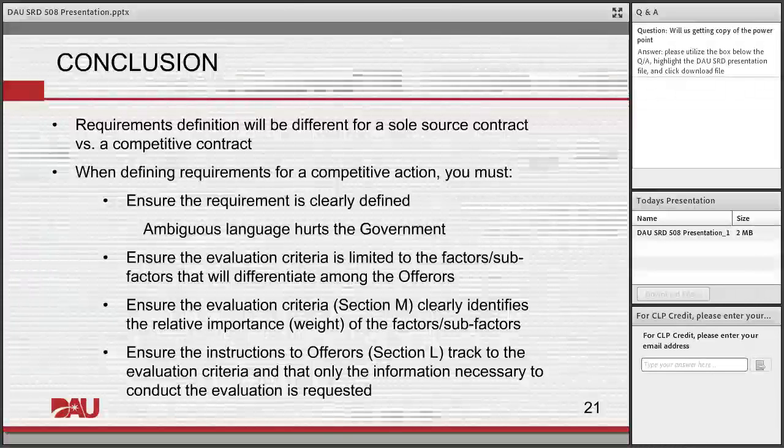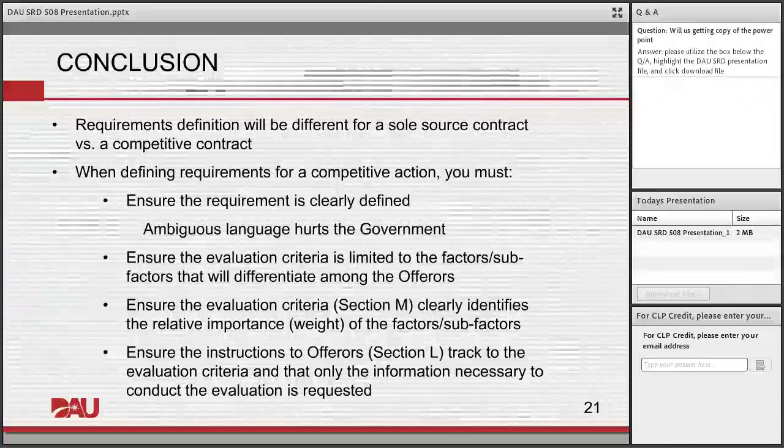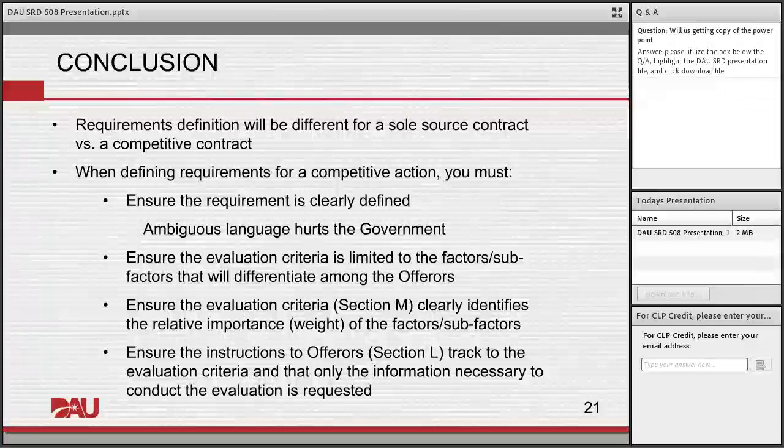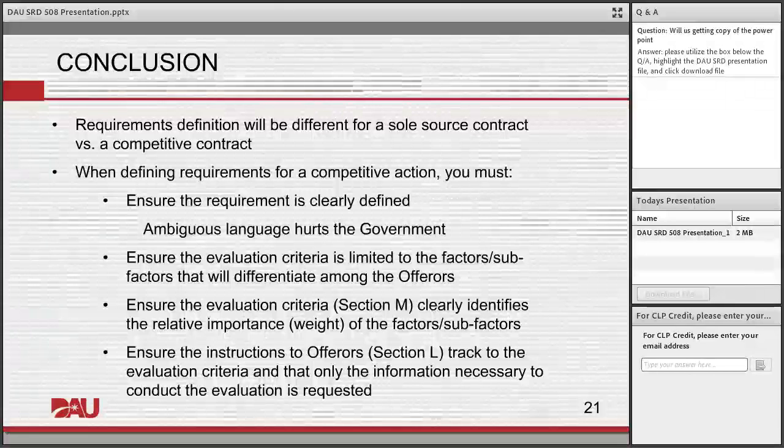I know I've taken a relatively complex topic, and I've tried to put it in a simplified way that we can all understand it. But the key thing to remember is be specific, especially when you're dealing with services. Be as specific as you can so that all offerors are responding to the same level playing field. Maureen, do you have any questions yet?